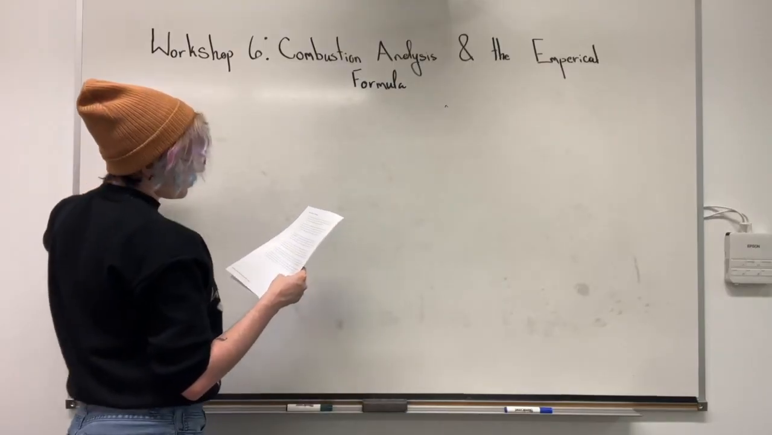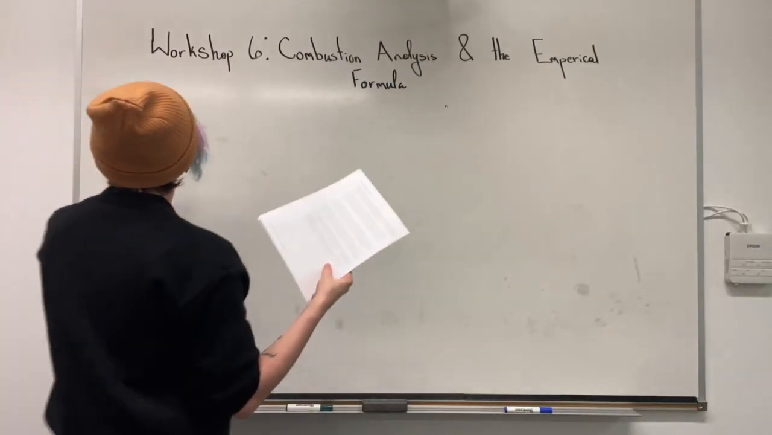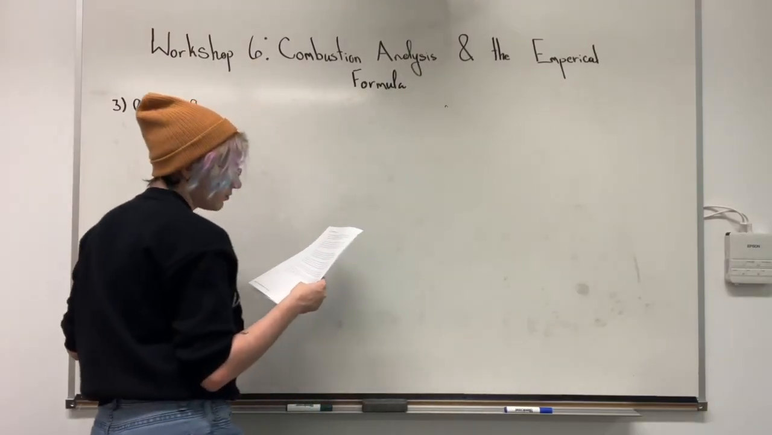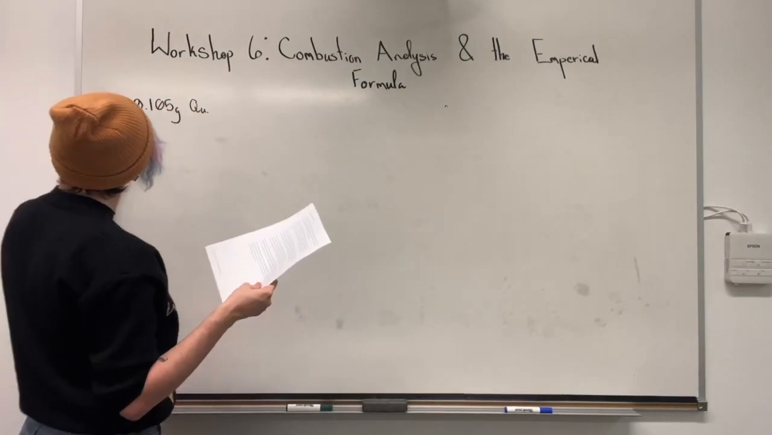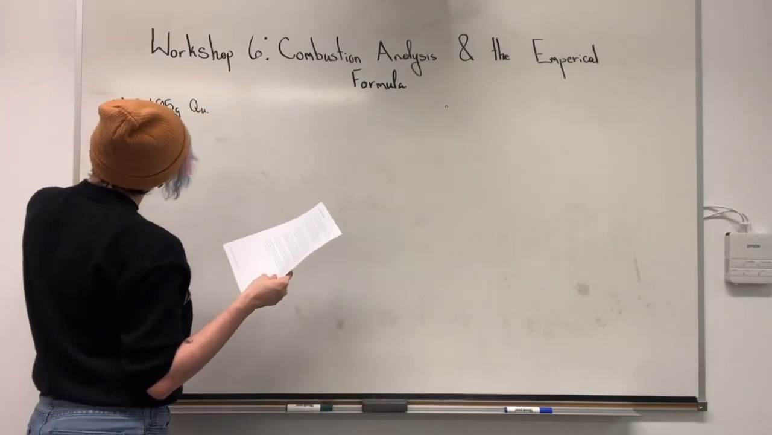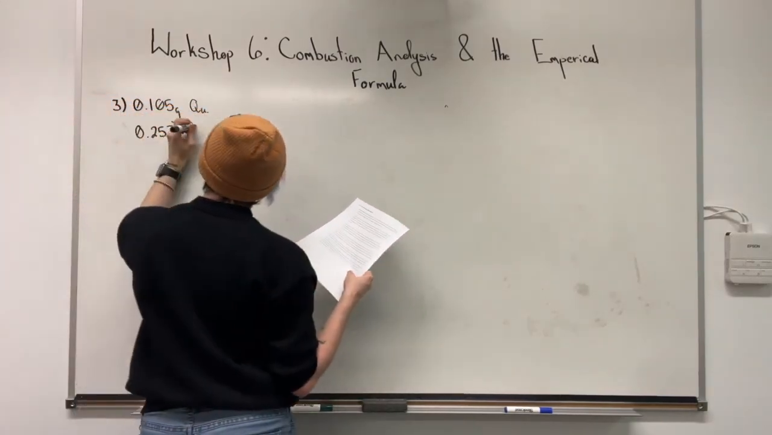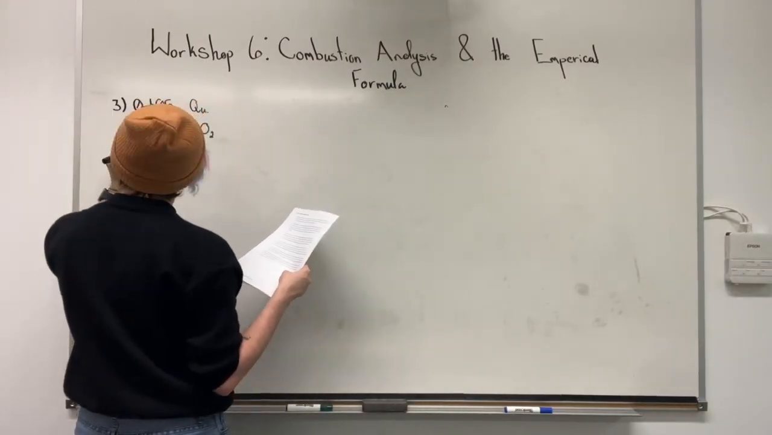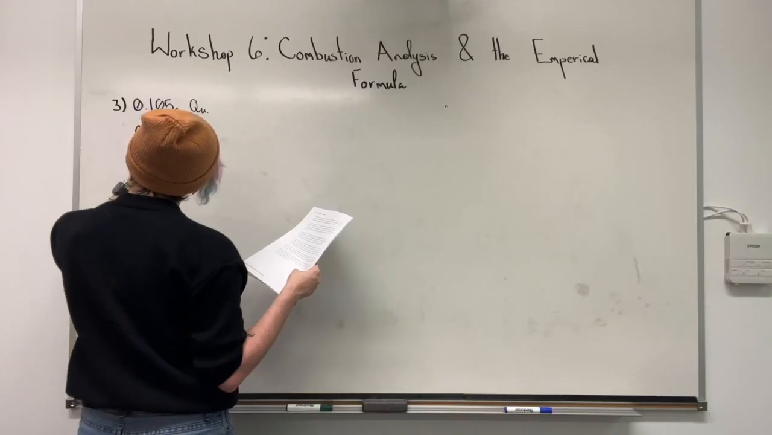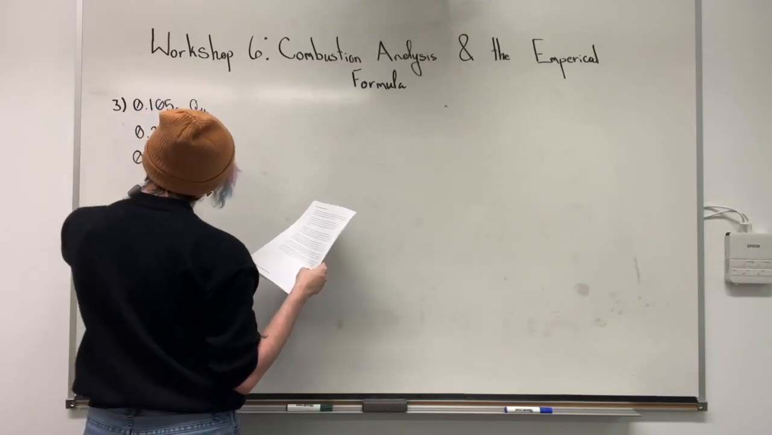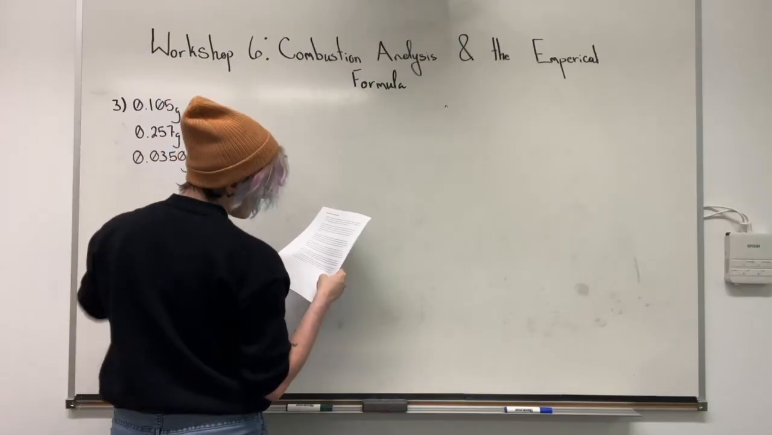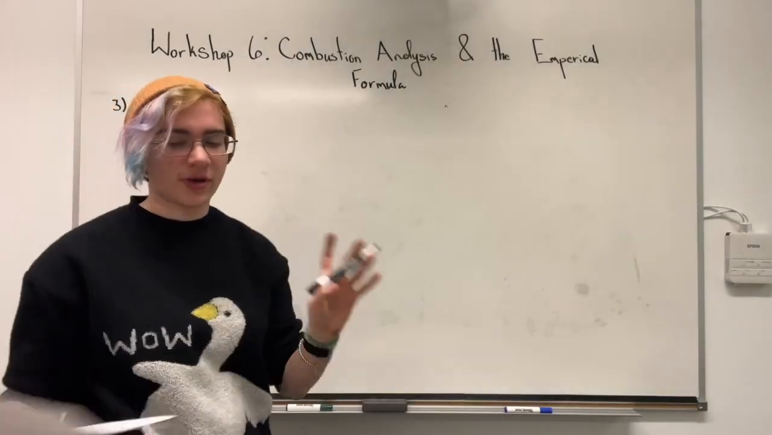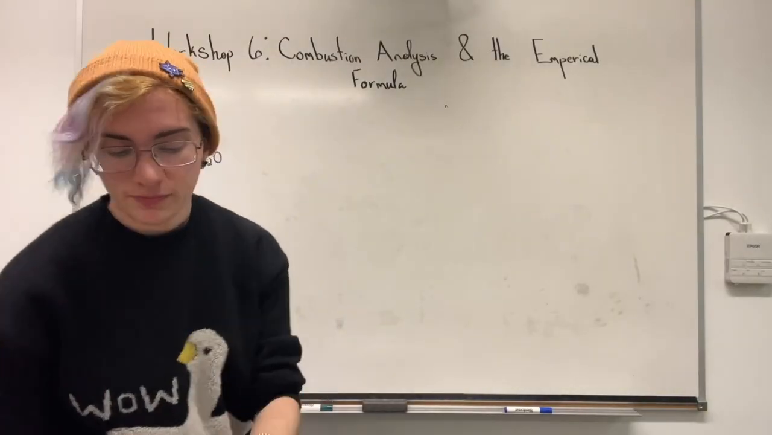0.105 grams of compound, so that much of quinone? I'm just going to abbreviate it as QU, gives 0.257 grams of carbon dioxide and 0.0350 grams of water when burned completely. And they also give us a molecular weight. We'll worry about that when we're done with our empirical formula.